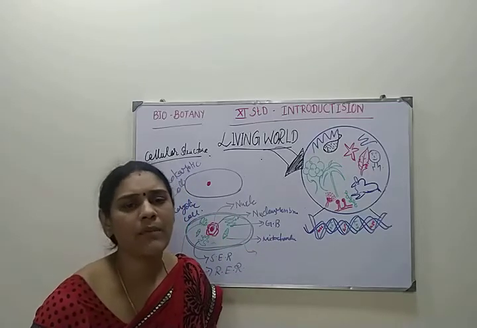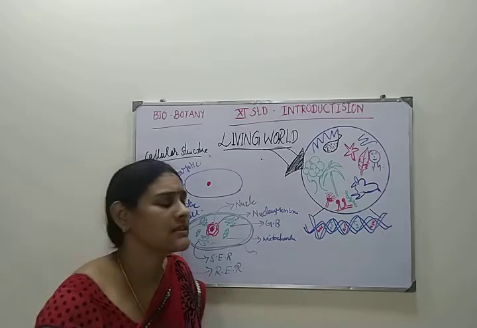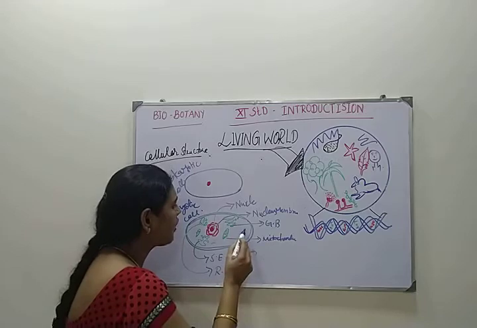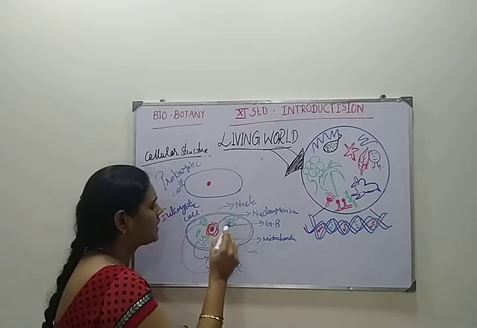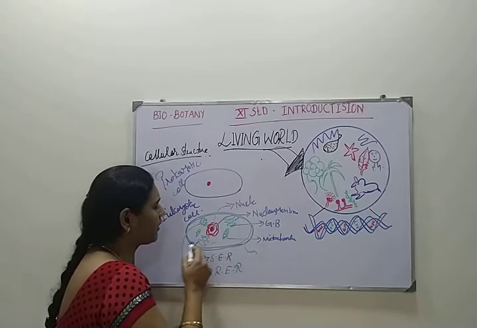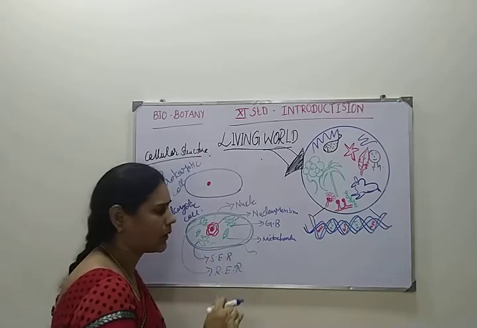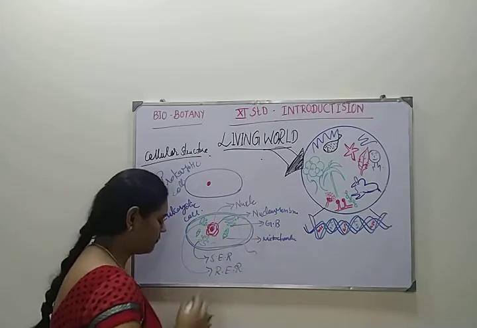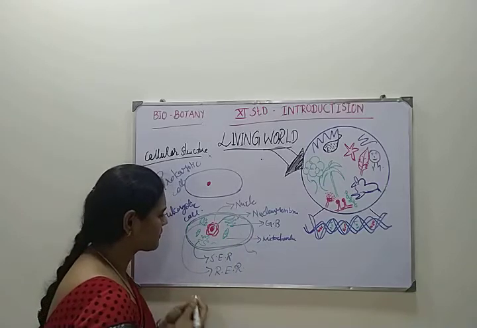Why is it called a eukaryotic cell? Because its nucleus is covered by the nuclear membrane and it consists of all the Golgi apparatus, Golgi bodies, mitochondria, rough endoplasmic reticulum and smooth endoplasmic reticulum, which are bound inside the what? Membrane. What is this membrane?